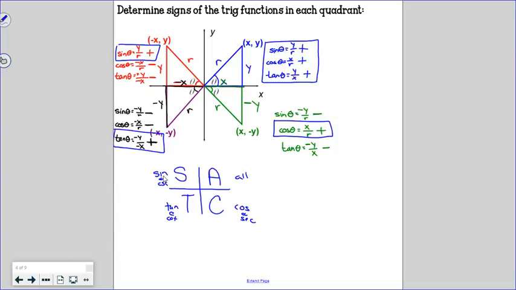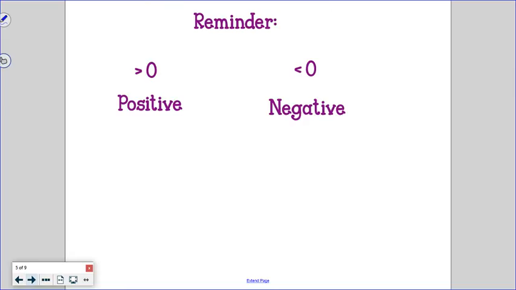Make up your own phrase. It doesn't matter to me, but as long as you can remember what's positive in each quadrant, that'll help you. Okay? And that's our focus today. Using that to help us get through where our problem can even exist in the coordinate plane based off of the given information.